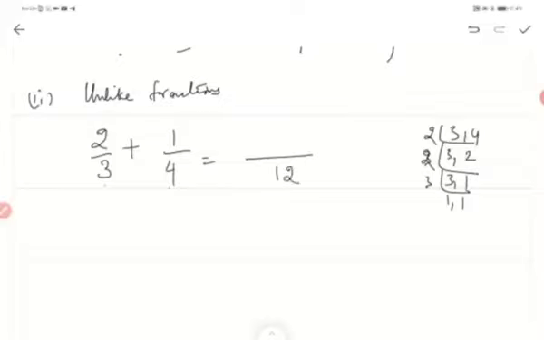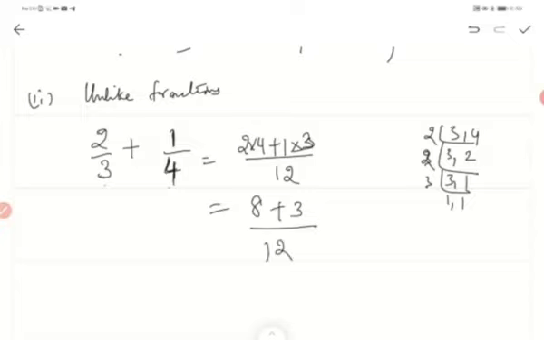Alright, here it is 3. So 3 will go how many times? 3 4s are 12, so 2 into 4 you will take. And for this fraction we have 4 here. 4 3s are 12, right? So you will take 1 into 3. This is equal to 4 2s are 8 plus 3 1s is 3, divided by 12.